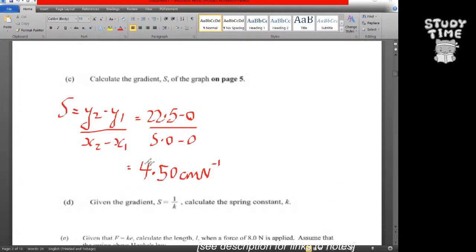I would get something a little different from this because I used table values. So 1 over 4.5. Let me see how much that is. 1 divided by 4.5 is 0.22. But now you have to put a unit, because the unit is not going to be cm per Newton, it's going to be Newton per cm. That one isn't too bad.